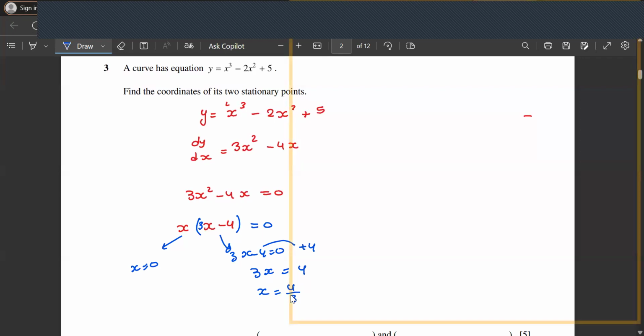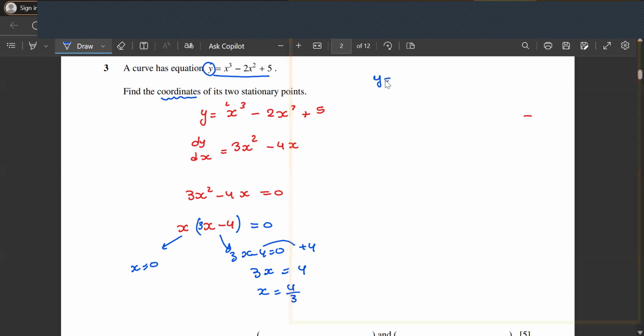Okay, done for now. Did I finish or should I do something else? Did I finish? We have to substitute because he wants the coordinates. Yes, he said find the coordinates, all of it, not only the x coordinates. So I have to substitute. Okay, substitute where? Substitute here in the question.